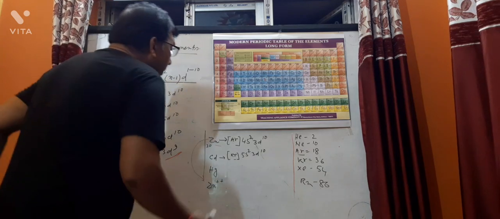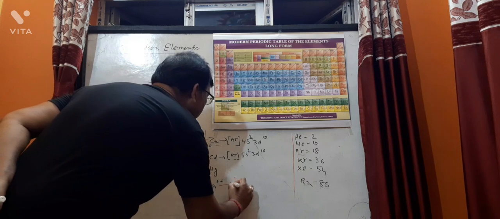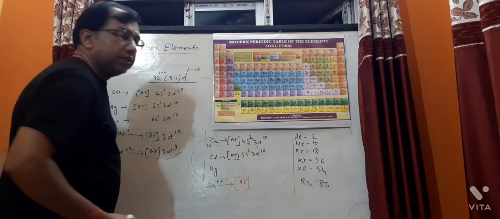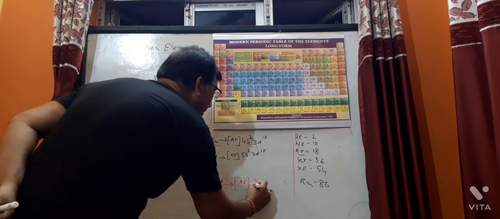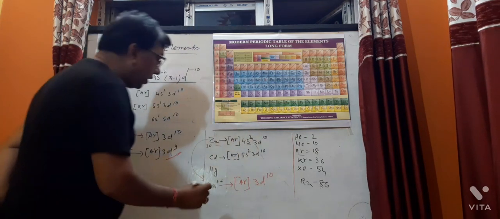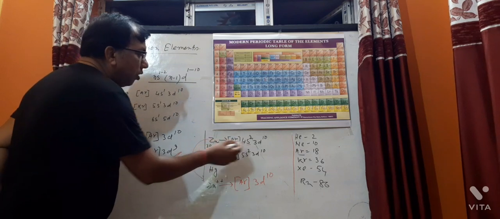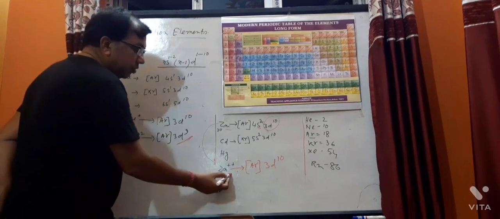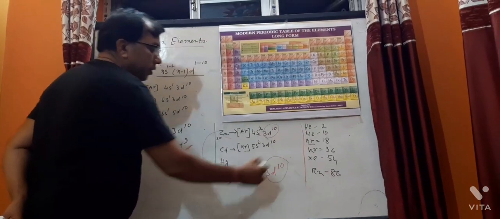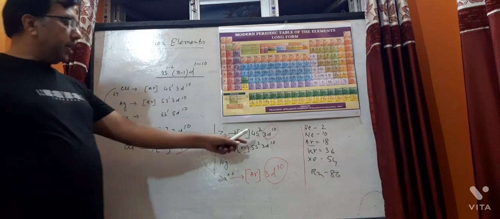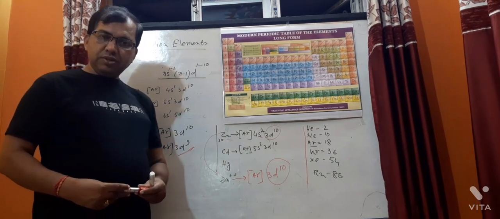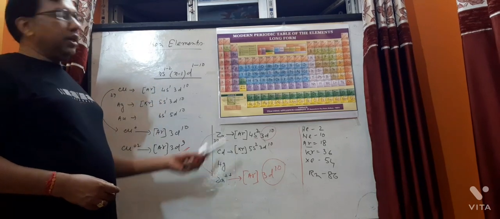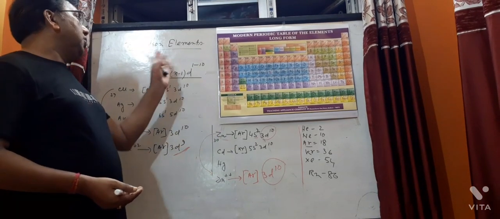So what will be the configuration? Argon, the last shell s, 2 electrons will go out, so 3d10. In the case of zinc, the ground state has fully filled d orbitals, and the oxidation state also has fully filled d orbitals. So in this case, it cannot be regarded as a transition element. Clear? Cadmium and mercury also cannot be regarded as transition elements.